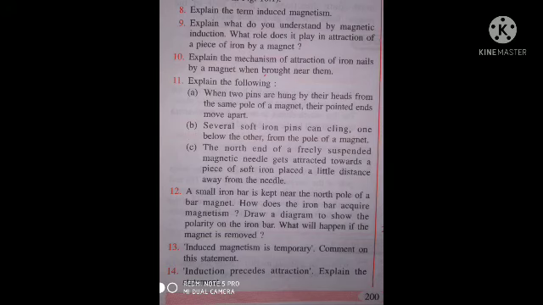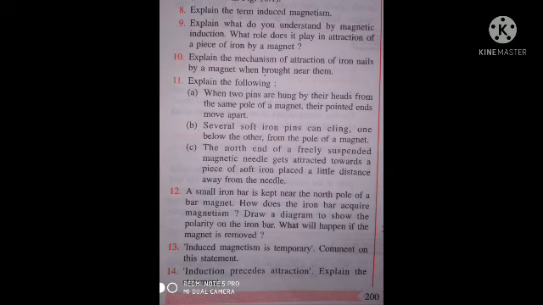When a piece of soft iron is placed a little distance away from the needle, it induces magnetism in the piece of soft iron. Thus, the soft iron piece starts behaving like a magnet and it attracts the magnetic needle towards it. Question number 12. A small iron bar is kept near the north pole of a bar magnet.